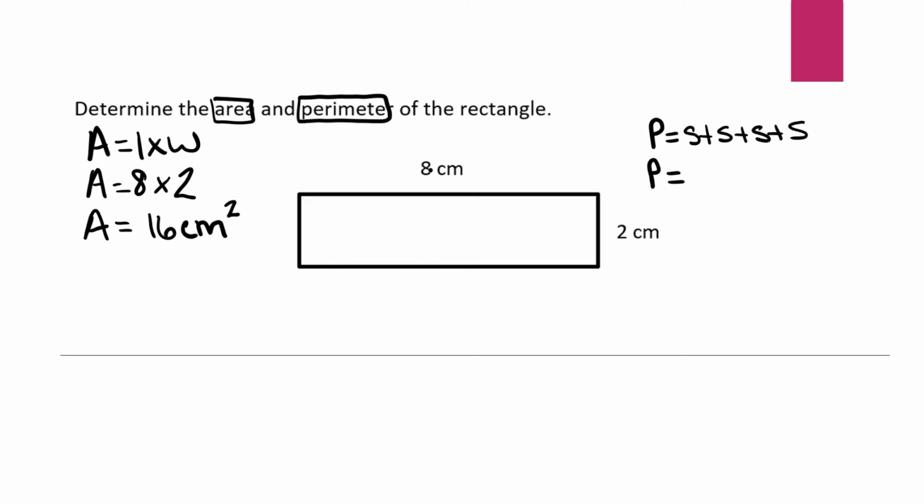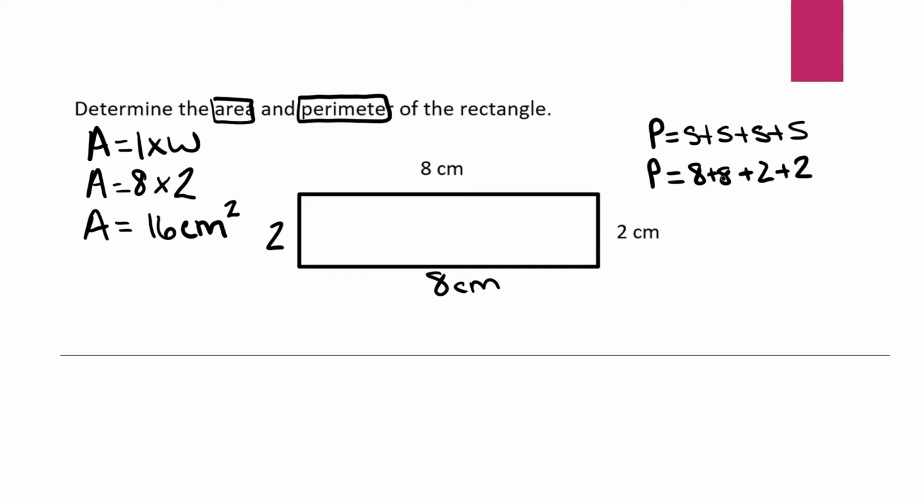If I look and know that the top number is 8 and it's a rectangle, then the top and bottom are equal. So I know the bottom is 8 as well. Same with the sides. The sides are equal, so if 2 is on the right, then it's 2 on the left as well. Now I can fill in my numbers. 8 plus 8 plus 2 plus 2.